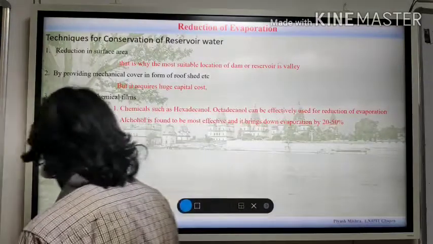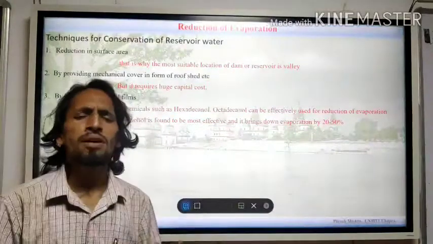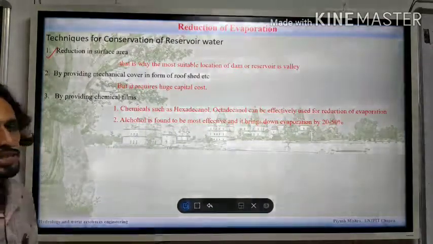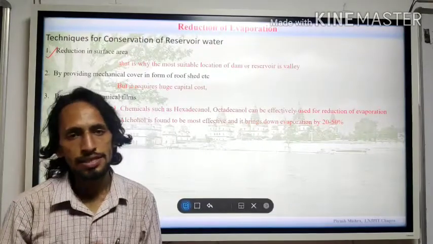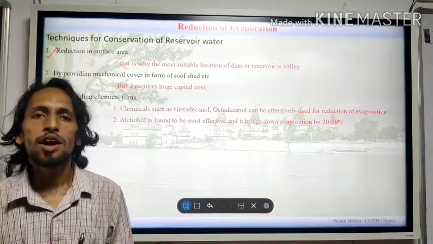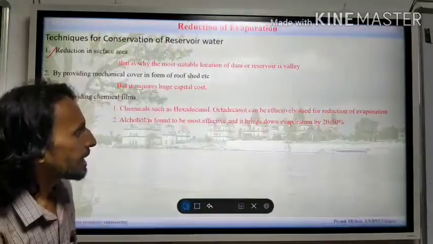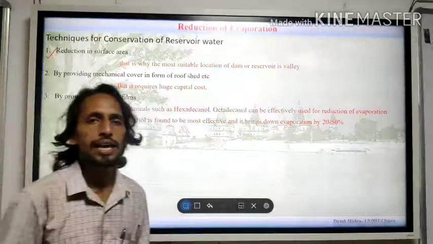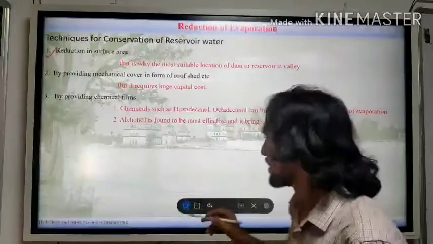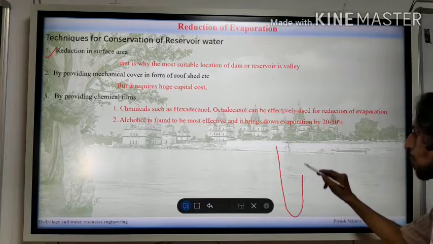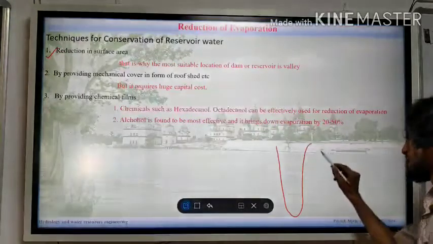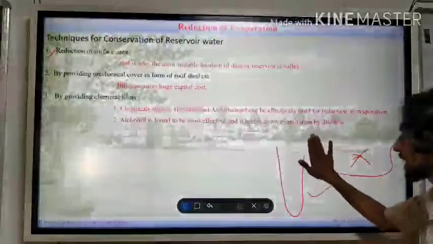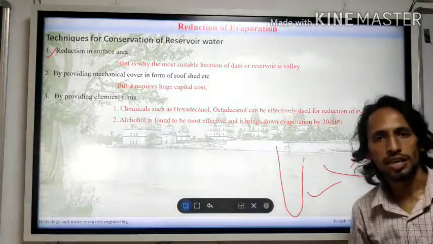So there can be a number of methods, but here I have listed very few. So the first is reduction in the surface area. आप surface area रिजर्वॉयर का कम बनाइए. ठीक है, कहने का मतलब है कि अगर आपको कहीं पे डैम बनाना है तो कैसा डैम बनाइए? डैम ऐसा बनाइए कि उसकी डेप्थ बहुत ज्यादा हो. ओके, ऐसा रिजर्वॉयर मत बनाइए, इस तरीके का डैम बनाइए जिसका डेप्थ बहुत ज्यादा हो.